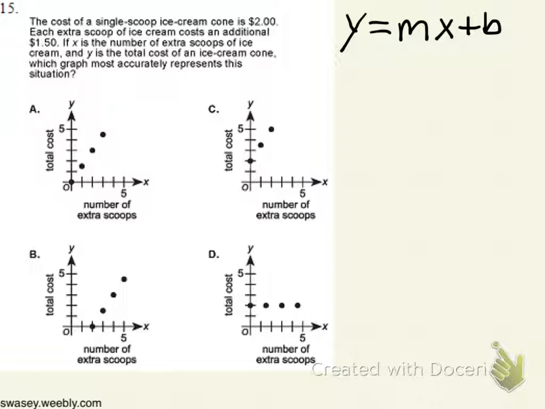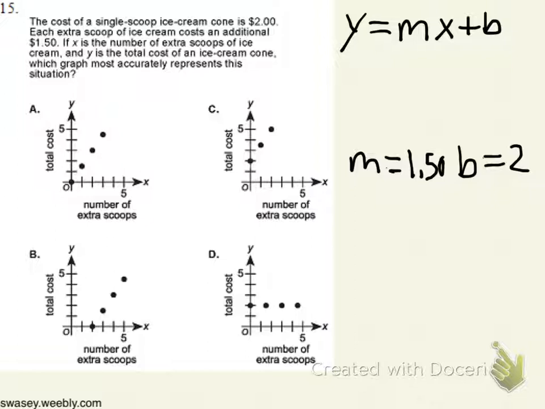Here it says the cost of a single scoop ice cream is $2. So that's our starting point, or our b. So we're going to start at 2. Each extra scoop of ice cream costs an additional $1.50. So that's our slope. Now the slope of $1.50 is the same as 3 over 2. So we're starting at 2.